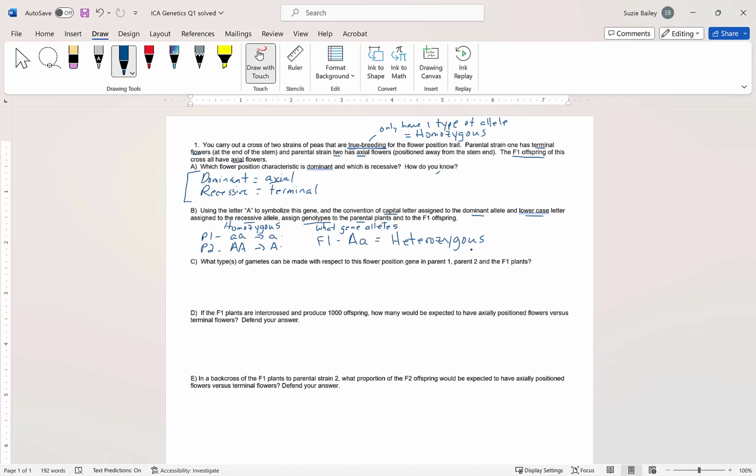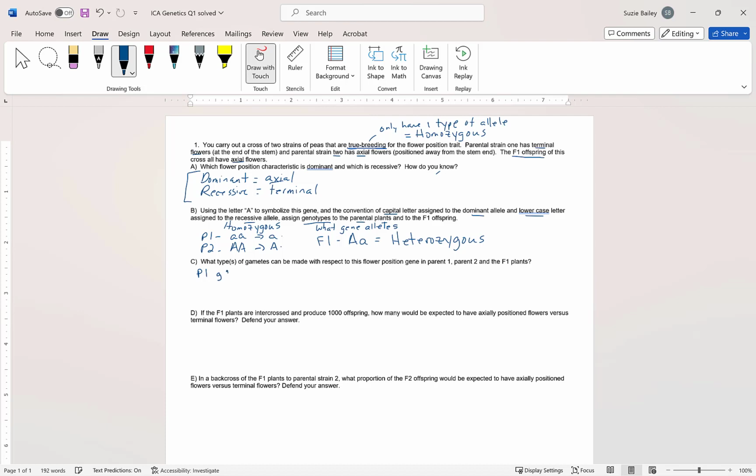All right, so that's question B, done and dusted. Let's go on to question number 3. What type of gametes can be made with respect to this flower position gene in parent 1, parent 2, and the F1 plant? So we kind of already answered that, but let's go ahead and list them again.